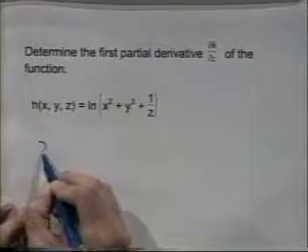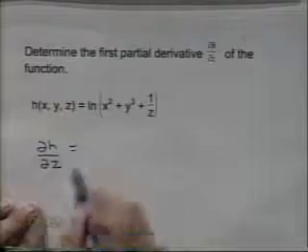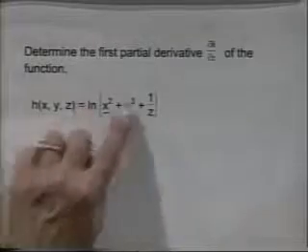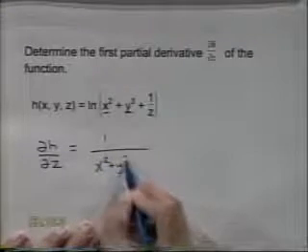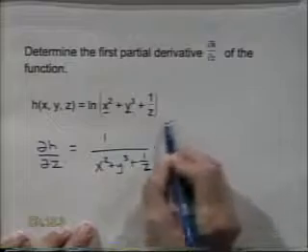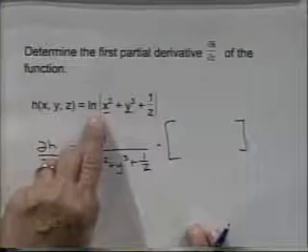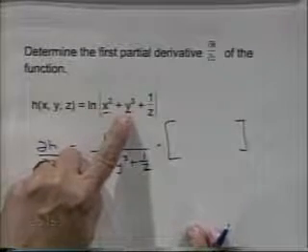And they want me to figure out the partial of h with respect to z. So again, we consider x and y to be constants. So this is like a log u, right? And we take the derivative of log u. It's 1 over u times the derivative of what's inside. Derivative of x squared is 0, because it's a constant. Derivative of y cubed is 0, because it's a constant.